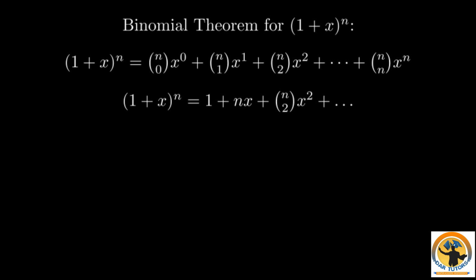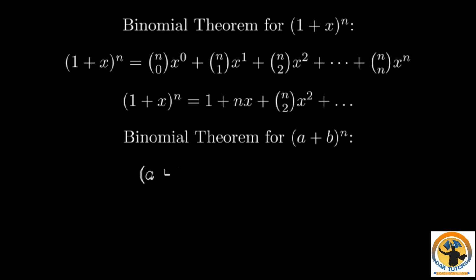For a general binomial, a plus b to the power of n, the theorem is written as follows. The expansion is the sum of terms, where each term is n choose r, times a to the power of n minus r, times b to the power of r. The index r starts at 0 and goes up to n. Let's break down a single term in this expansion.